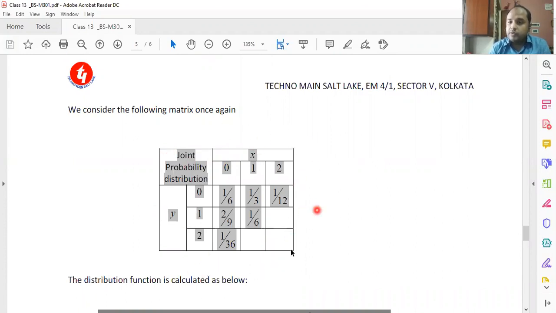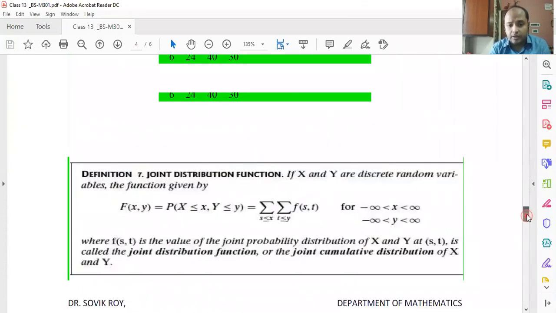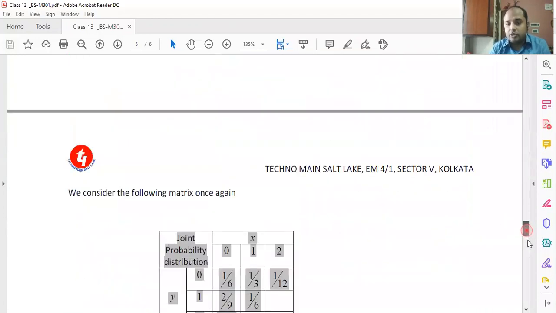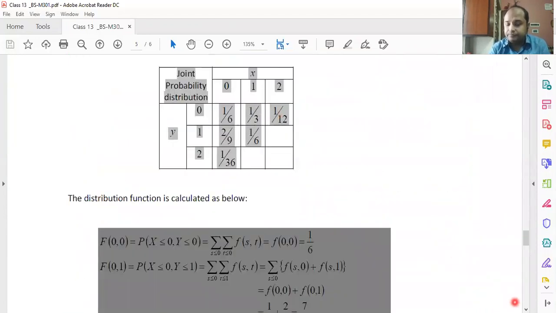And for this we are going to find the joint distribution. What is it called? Joint distribution function. So we are going to calculate the joint distribution function for this chart. I am going to show you the calculation quickly. I have not finished the calculation. You will finish the rest of the calculations by yourself, and that will be the homework for you today.